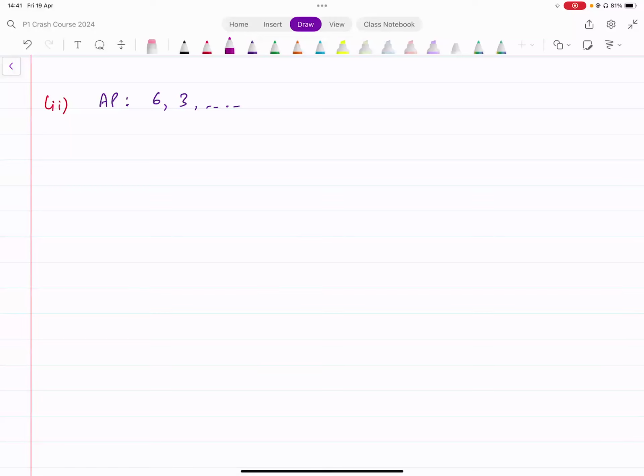How do you find the sum of a certain number of terms of an AP? This is the formula that you got for that: half n into 2a plus n minus 1 times d. Just input values in this. You know that the first term is 6 and the difference is 3 minus 6. Subtract the first term from the second term and the difference turns out to be 3 minus 6.